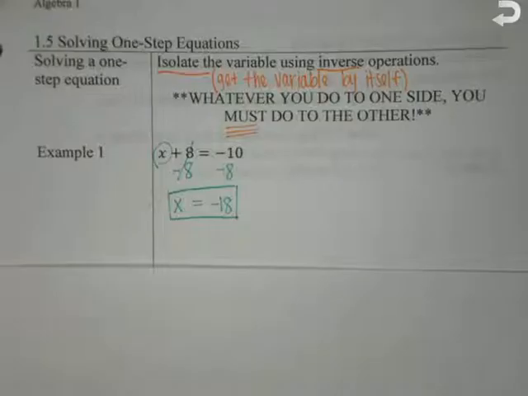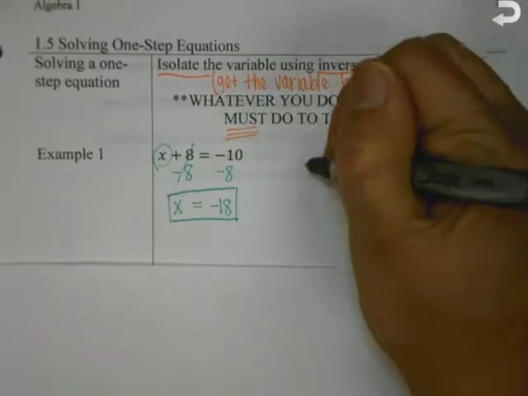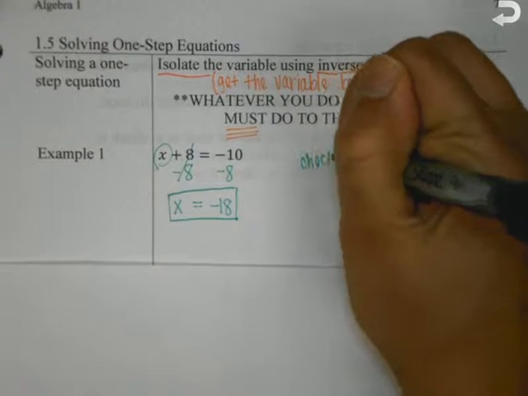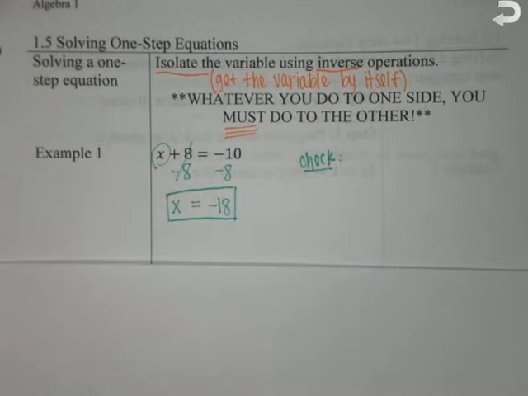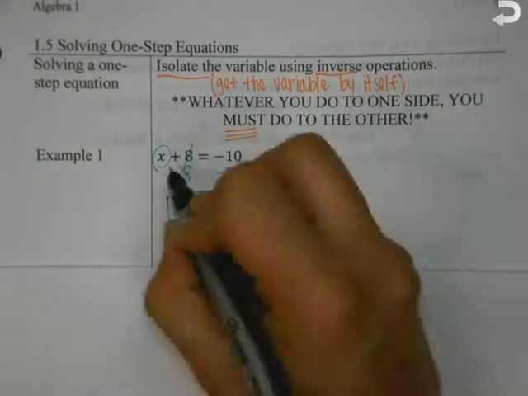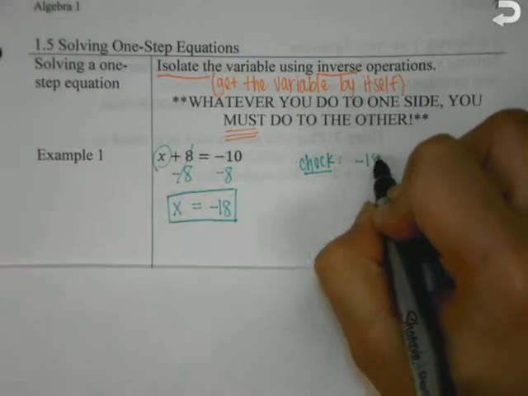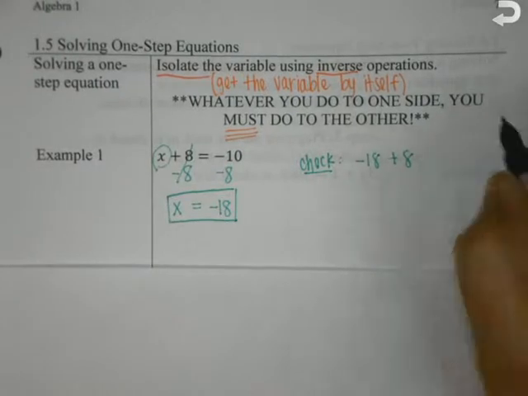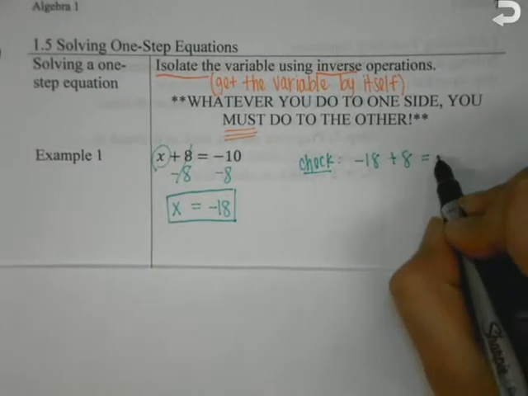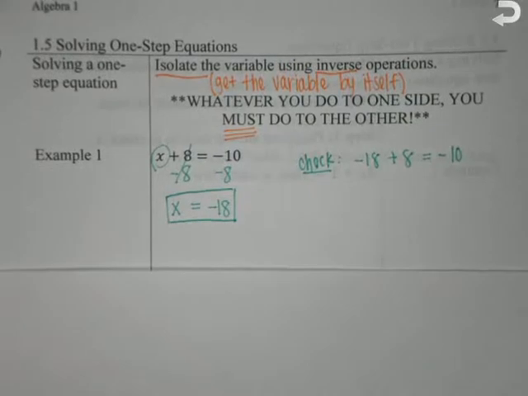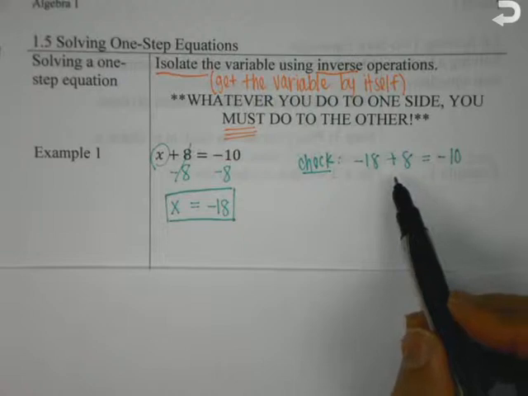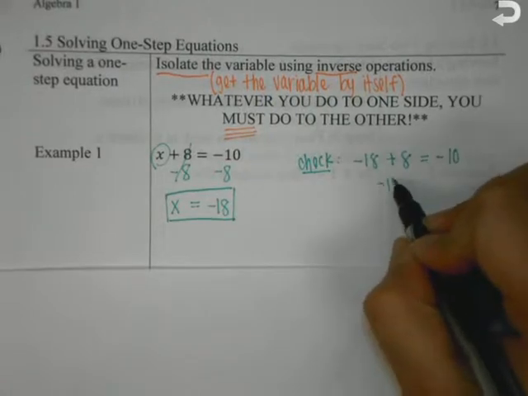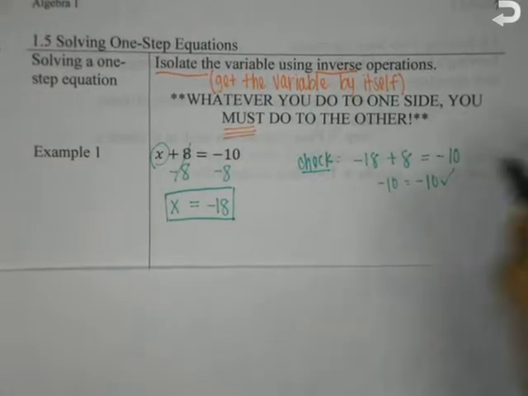Now, like good mathematicians, we should always check our answers. How would I check if that's the correct answer? Thank you, Matthew. Plug it in. So we're going to take negative 18 and plug it in for X. So negative 18 plus 8 equals negative 10. Is that a true statement? What's negative 18 plus 8? Negative 10. True statement. So we got the right answer. Okay?